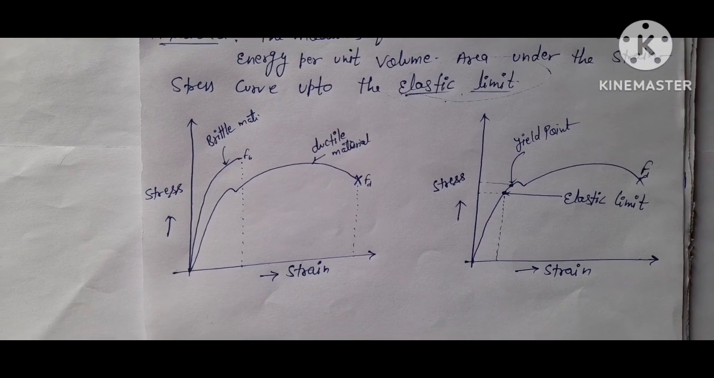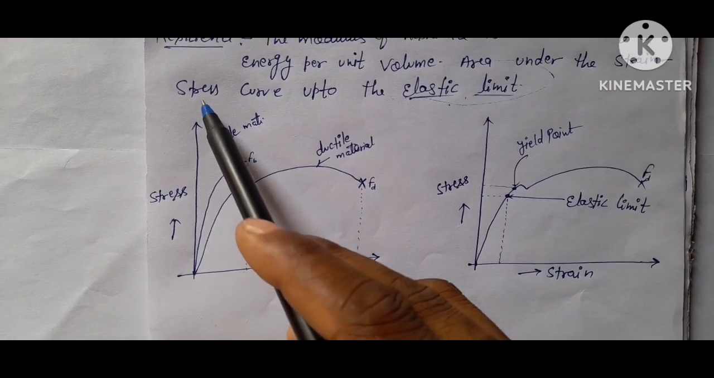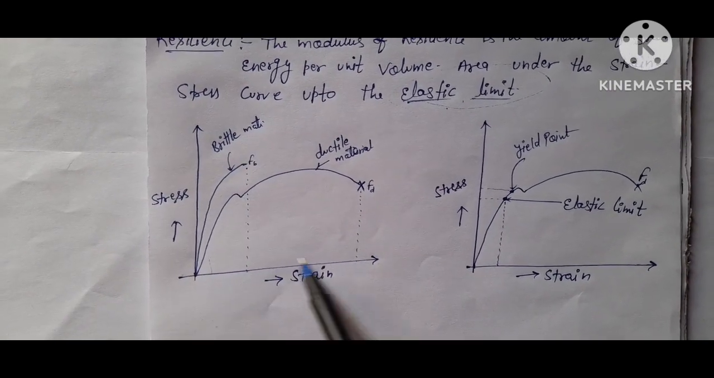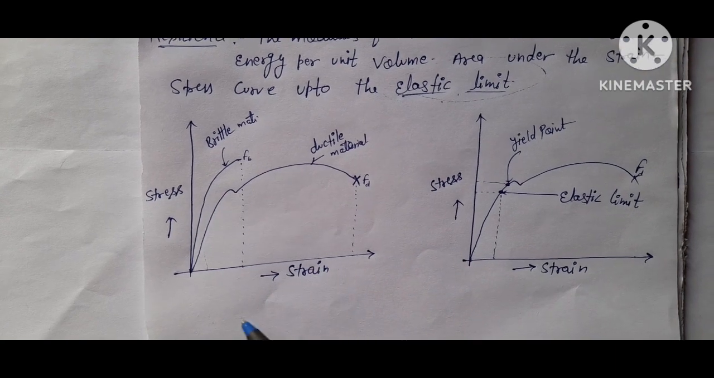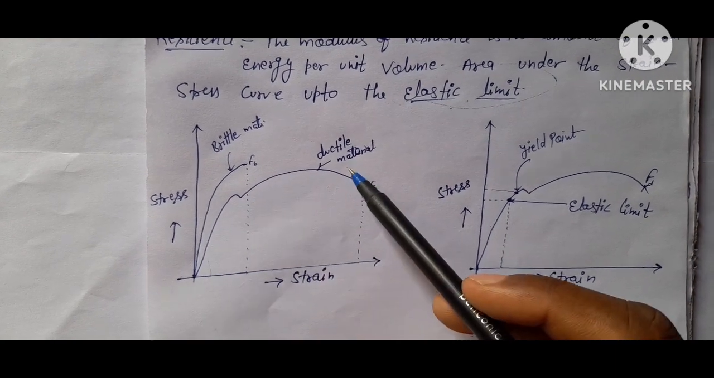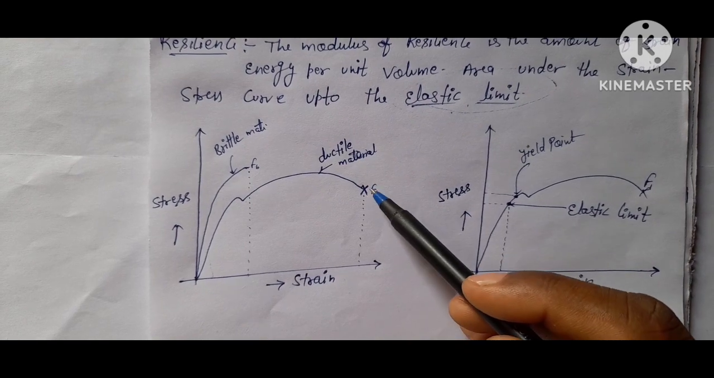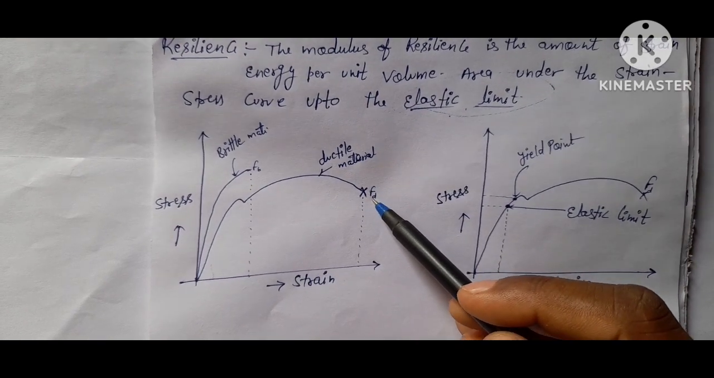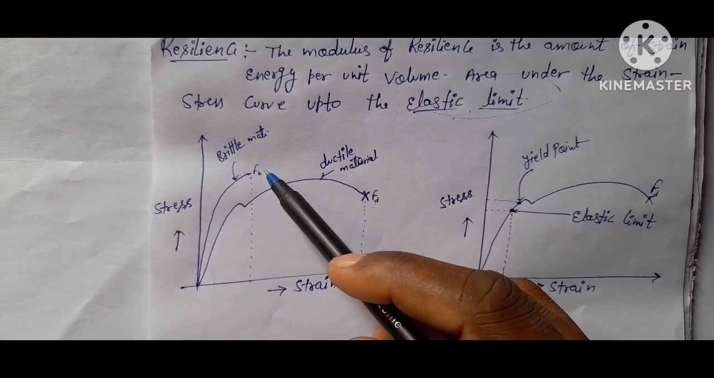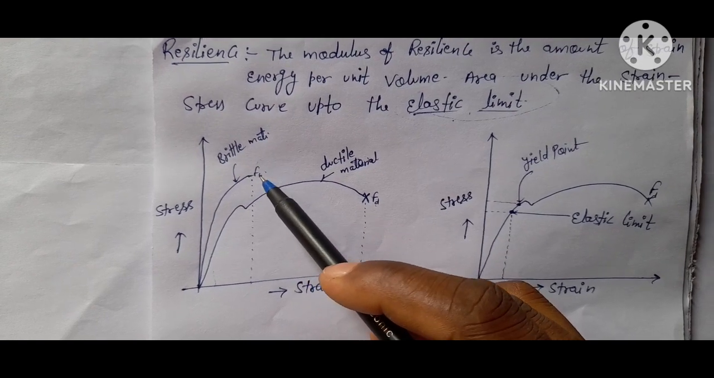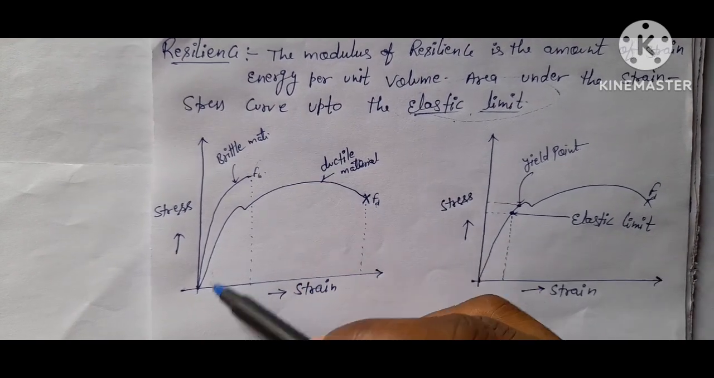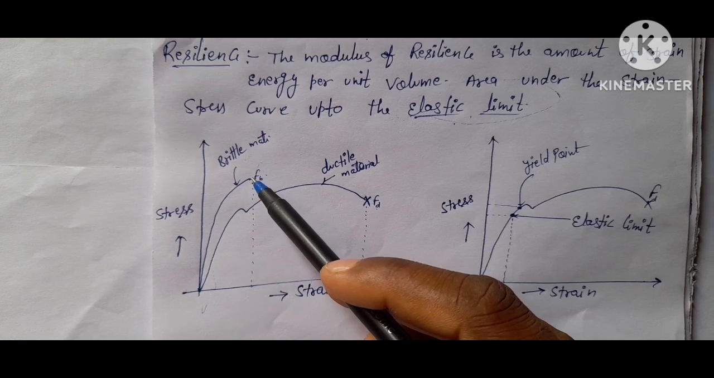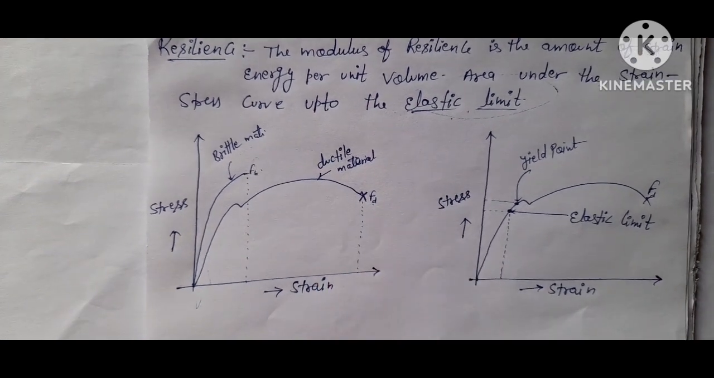We will explain with a graph. The Y-axis shows stress and the X-axis shows strain. This curve is valid for a ductile material, and here is the fracture point for the ductile material, and here is the fracture point FB for the brittle material.